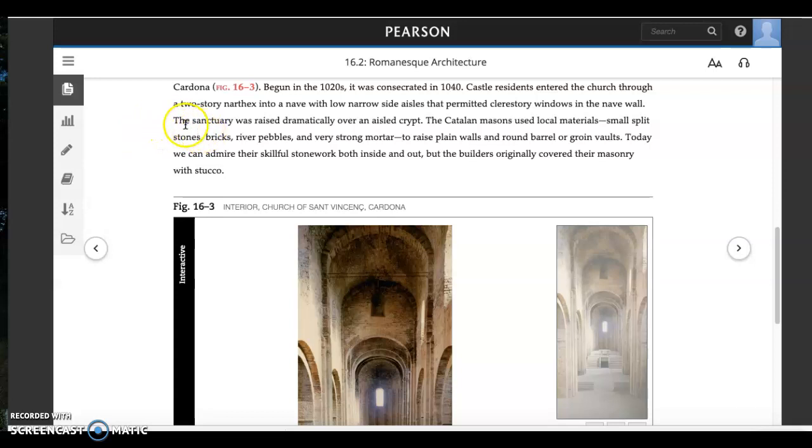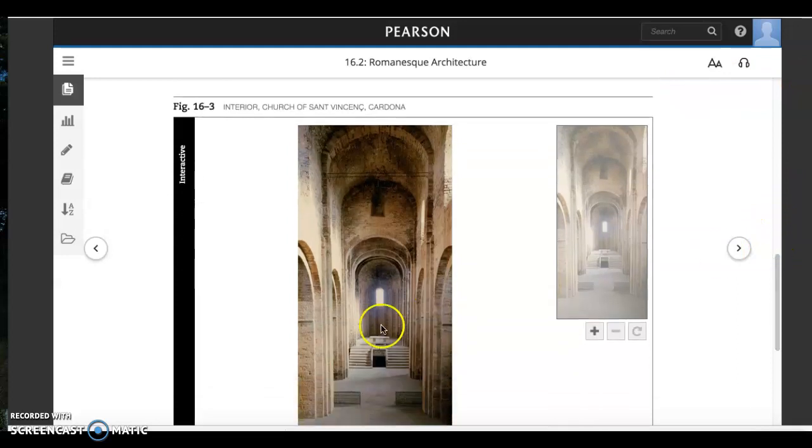This is a little confusing here. The sanctuary was raised dramatically over an aisled crypt. What they mean is the sanctuary is this space. The sanctuary is the space in the apse where the sacred ceremonies take place. And this one has these steps. It's lifted because there's a crypt, a burial chamber underneath.